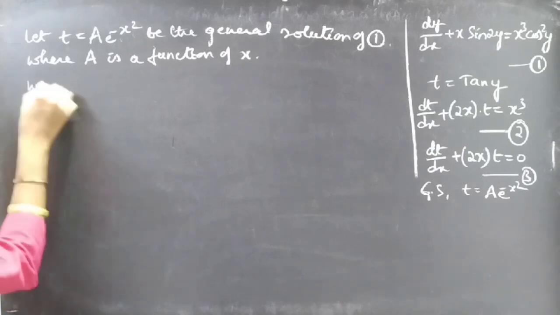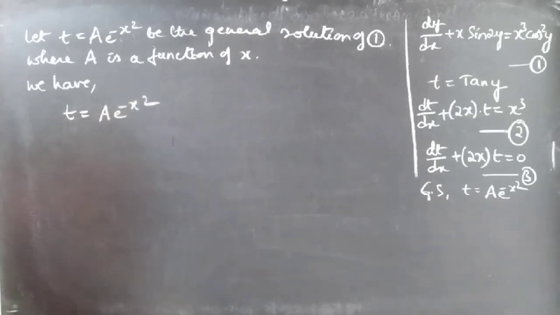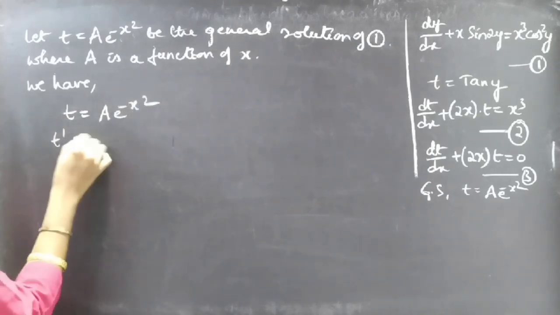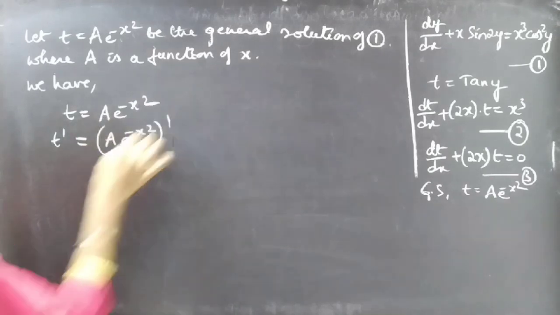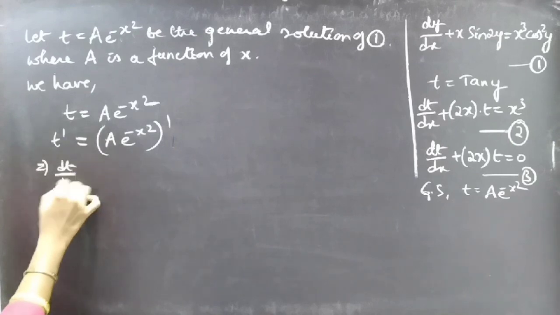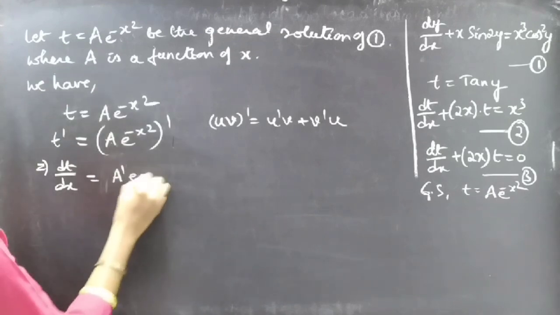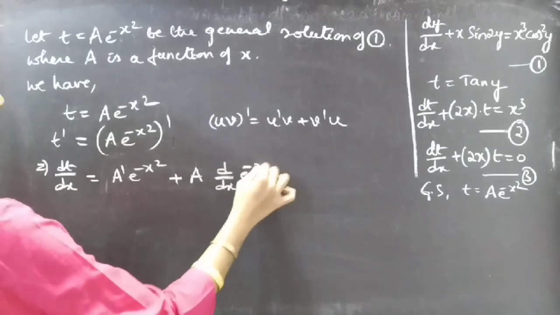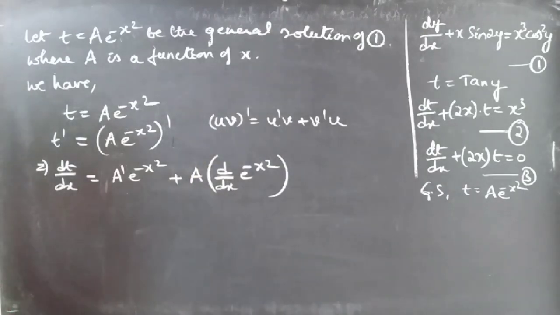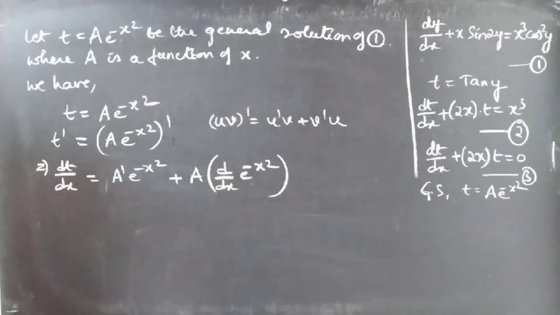We have t equal to a e power minus x square, right? Let's find t dash. T dash equals to a e power minus x square whole dash. Here t dash is nothing but the derivative of t with respect to x, equal to, we will get a dash into e power minus x square plus a into d by dx of e power minus x square, or e power minus x square whole dash.